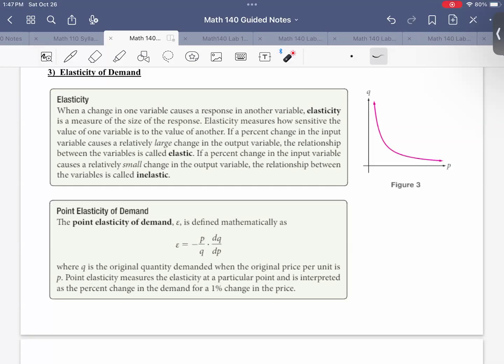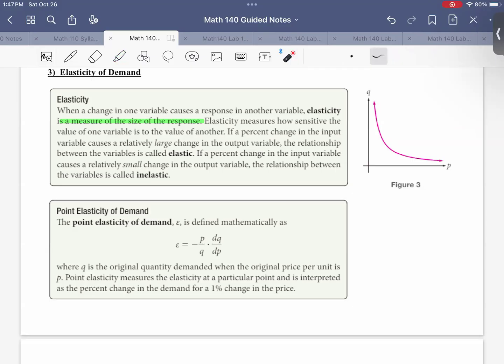In this video, we're going to be covering the topic of elasticity of demand. So this is a big topic in applied calculus. So let's go ahead and read some definitions of elasticity. When a change in one variable causes a response in another variable, elasticity is a measure of the size of the response. So elasticity is just measuring the response to this change of that variable.